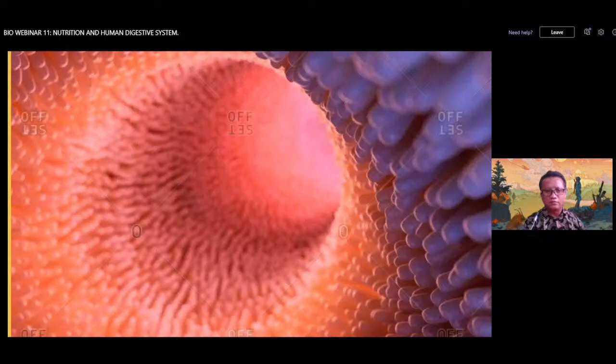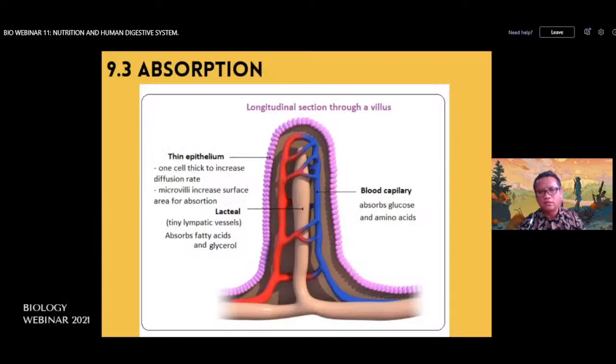Okay, take a look at this slide. This is the view inside a small intestine. As you can see, it doesn't look very smooth because inside the small intestine we can see a lot of villus, okay, coming out from the wall of the small intestine. Okay, and the villus itself will provide a large surface area for absorption. Okay, let's take a look at the structure of the villus.